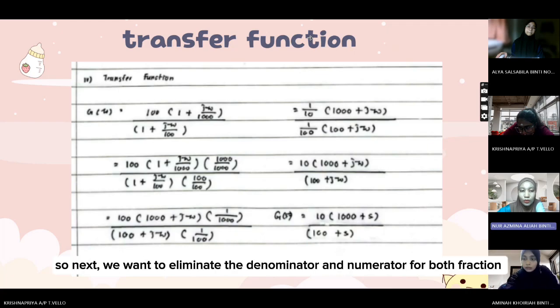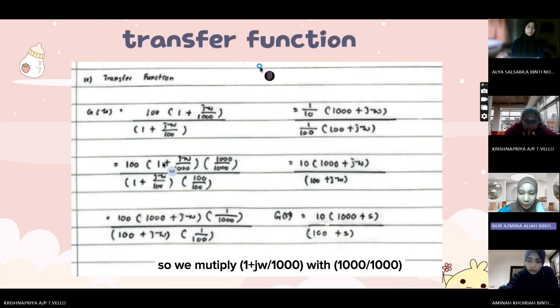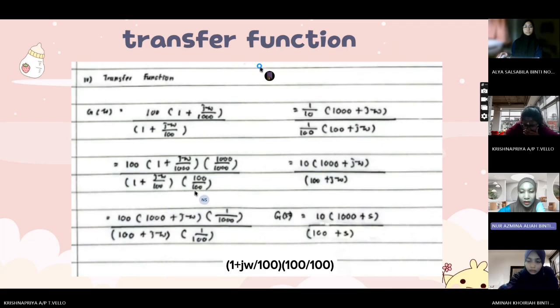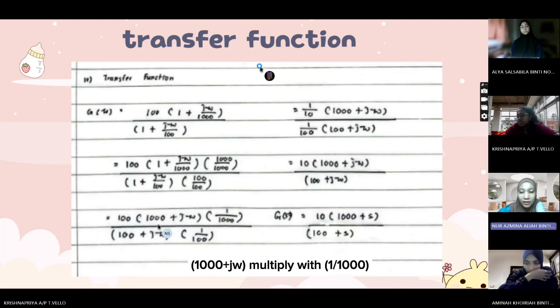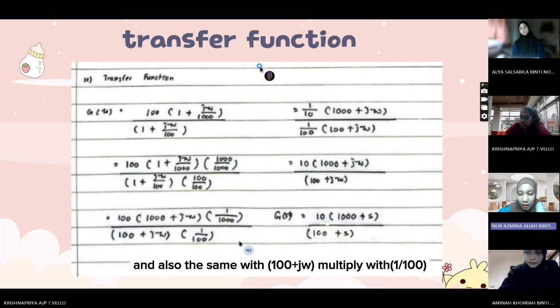So next, we want to eliminate the denominators for both fractions. So we multiply the 1 plus j omega over 1000 with 1000 over 1000. And also the same goes with 100: 1 plus j omega over 100 multiplied with 100 over 100. So when we multiply both of it, it will become like this equation: 1000 plus j omega multiplied with 1 over 1000, and also the same with 100, 100 plus j omega multiplied with 1 over 100.